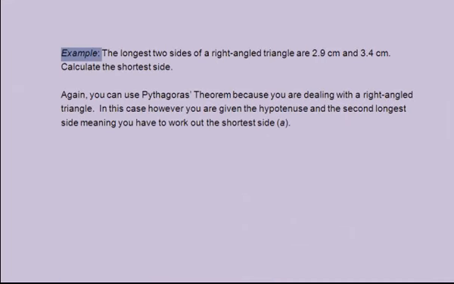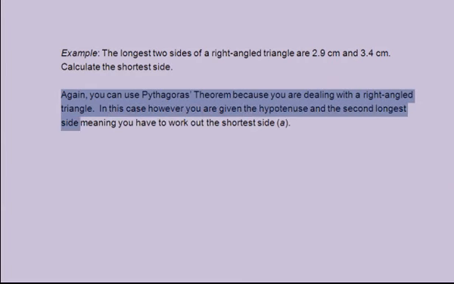Let's do a more complicated example. The two longest sides of a right-angled triangle are 2.9 centimetres and 3.4 centimetres. Calculate the shortest side. Again, you can use Pythagoras' theorem because you are dealing with a right-angled triangle. In this case, however, you are given the hypotenuse and the second longest side, meaning that you have to work out the shortest side, or a.